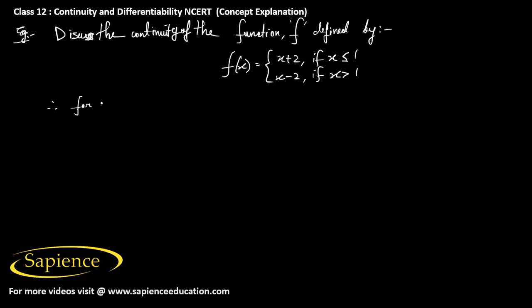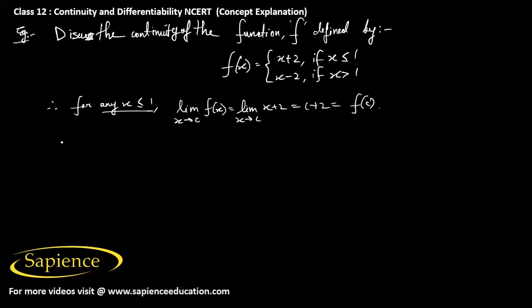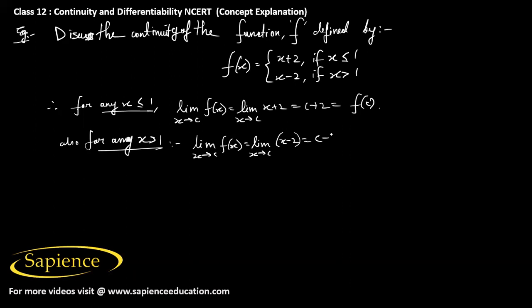So now you can see that for any value of x less than or equal to 1, limit x tends to c f of x is equal to limit x tends to c x plus 2, which is equal to c plus 2, which is equal to f of c. And also for any value of x greater than 1, limit x tends to c f of x will be equal to limit x tends to c x minus 2, which will be equal to c minus 2, which is equal to f of c.